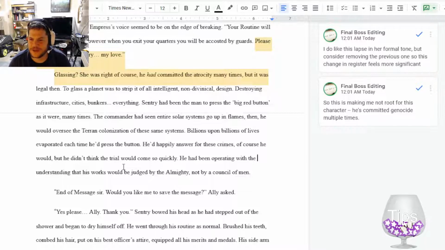Destroying infrastructure, cities, bunkers, everything. So I kind of gathered that you found a really good noun, right? The commander had seen the entire solar system scope in flames, and he would see Terran colonization of these systems.